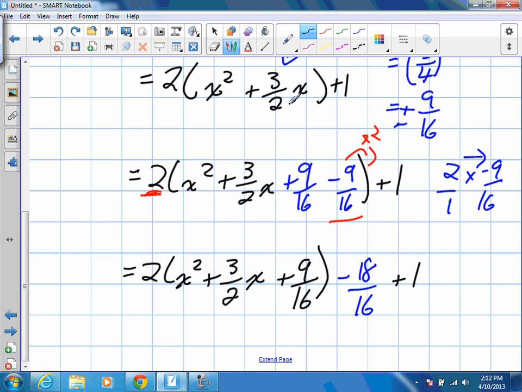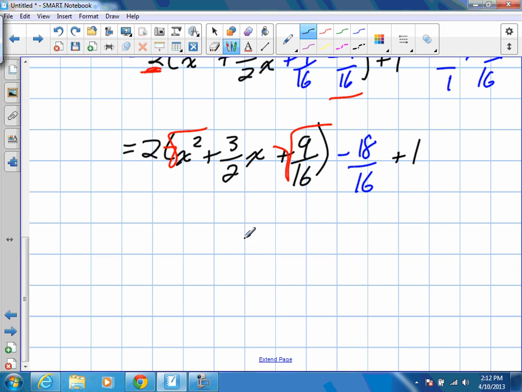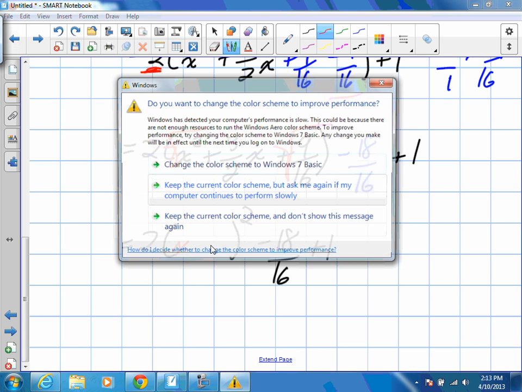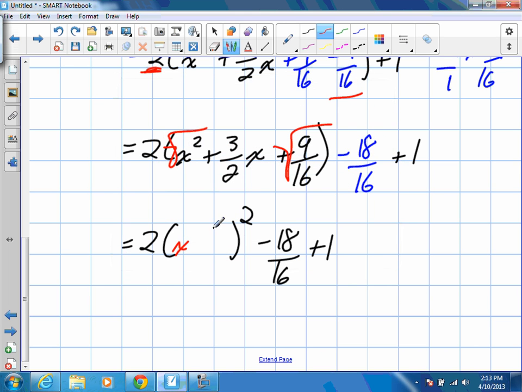Okay? Then I square root the first and last term. Okay, so this fraction might look hard to square root, and if it was a decimal, it would be very hard. But for sure, we need a calculator. We know that's going to make the two terms in the brackets, and then we'll have negative 18 over 16 plus 1. But square root of x is just going to be x. And square root of 9 over 16, well, what's the square root of 9? 3. And what's the square root of 16? 4. So 3 over 4. And it's a positive value, so we put a plus in there.